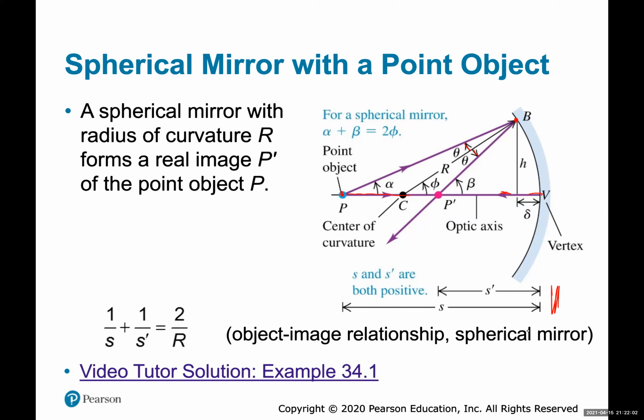Here we see S and S prime, both of which are positive because the image is on the reflection side of the mirror where we expected the light to be. So we use the positive convention. Both S and S prime are positive.